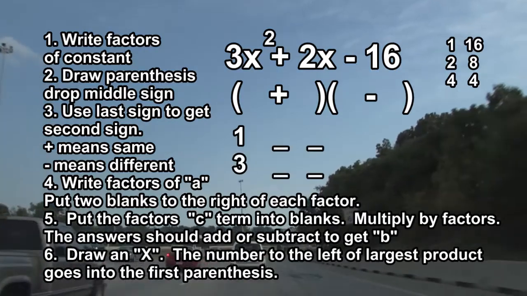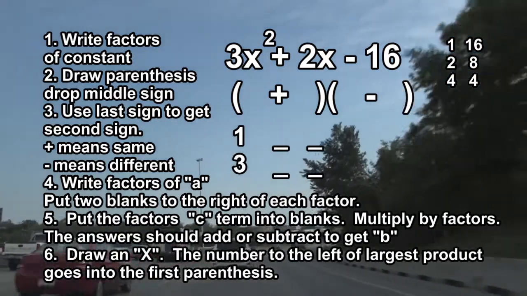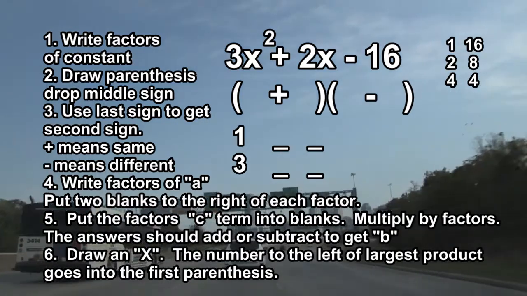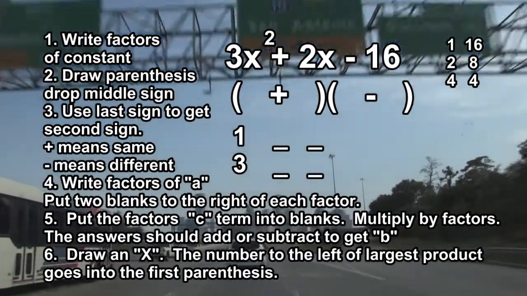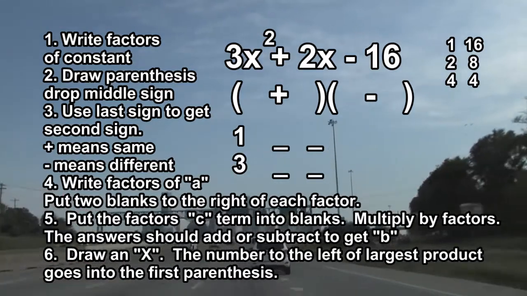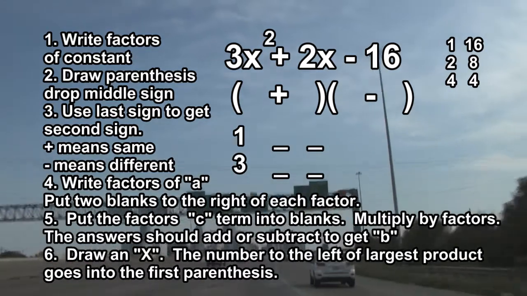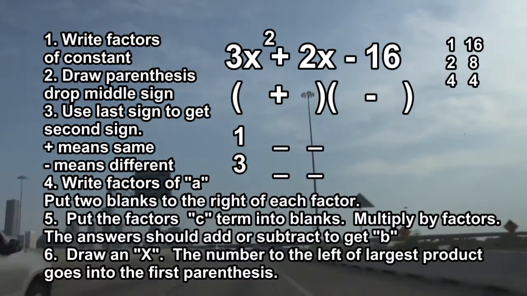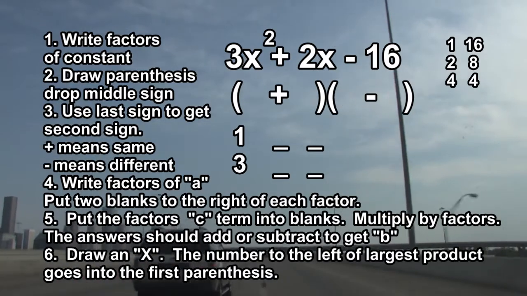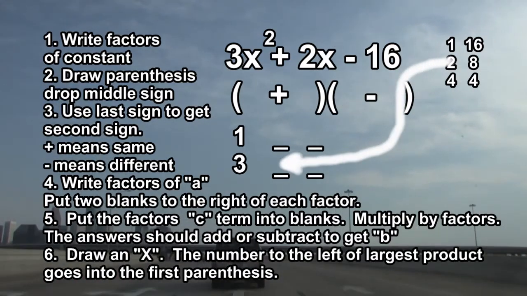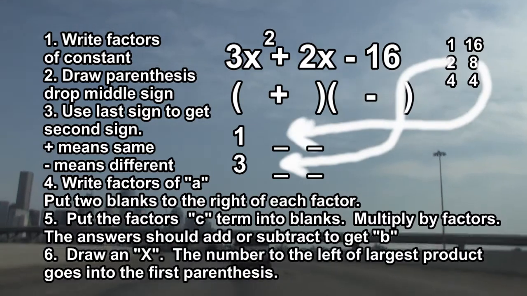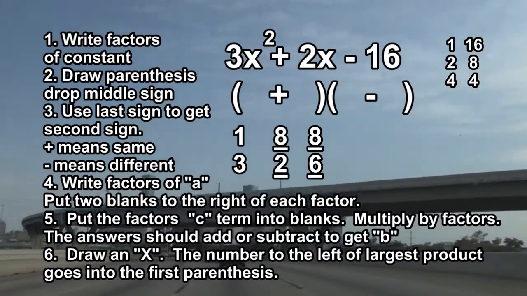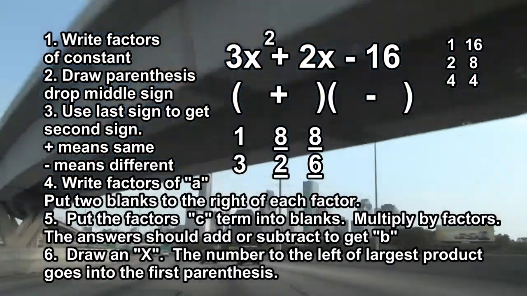The next step would be to write the factors of 3 down and put 2 blanks to the right. Now we need to use the factors of 16, put them to the right of 1 and 3, multiply, subtract the products, and get 2. This can be tricky. Just keep trying the combinations till the products subtract and get 2. In this problem, if you use the factors of 2 and 8 and put the 2 by the 3 and the 8 by the 1, the products would be 8 and 6. And indeed, 8 minus 6 would be the middle term of 2.